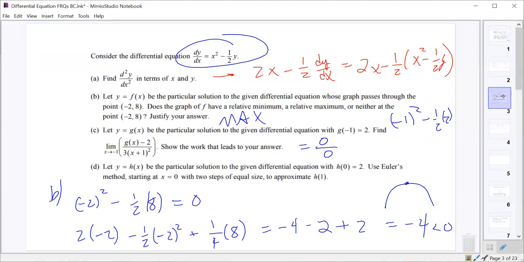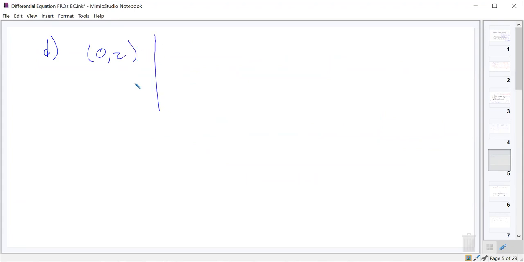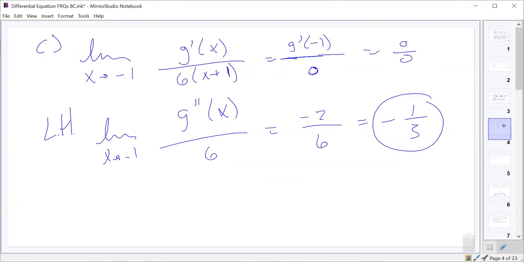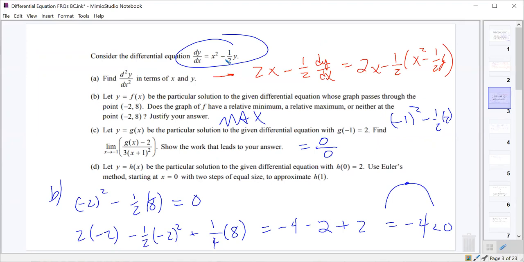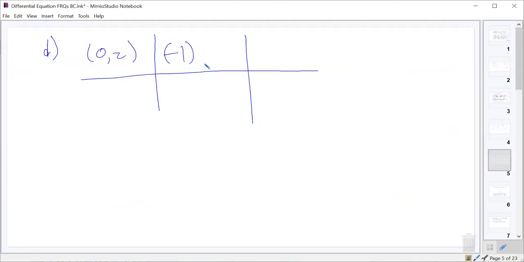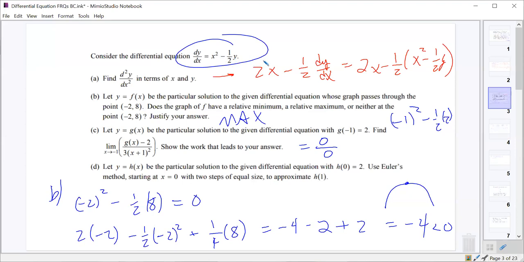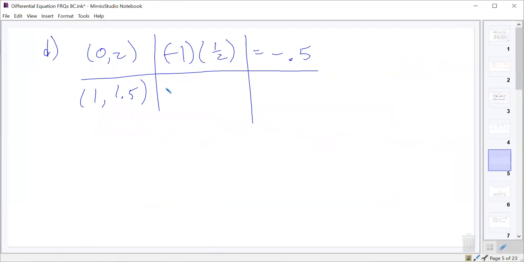And part D, we're going to use Euler's method. 2 steps of equal size, starting at x equals 0 to approximate h of 1, given that h of 0 is 2. So we've got the point (0, 2). What's the value of dy/dx there? Plugging in 0 and 2, you should get -1. And we're going to multiply that by our step, which is 1/2. Right? So that's going to give us -0.5. So x will go up to 1/2, and y will go down to 1.5. And then we'll plug those into our dy/dx, which was still a 1/2 there. So 1/2 minus half of 3/2, so 3/4.